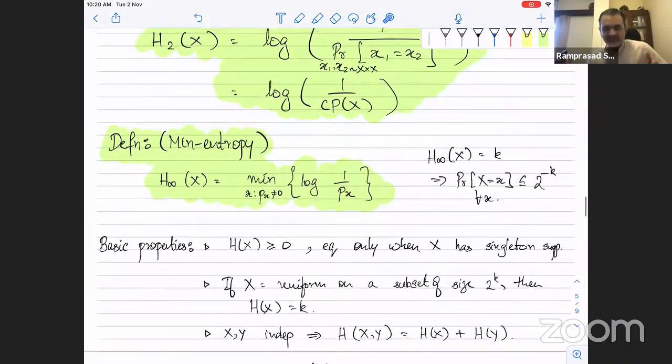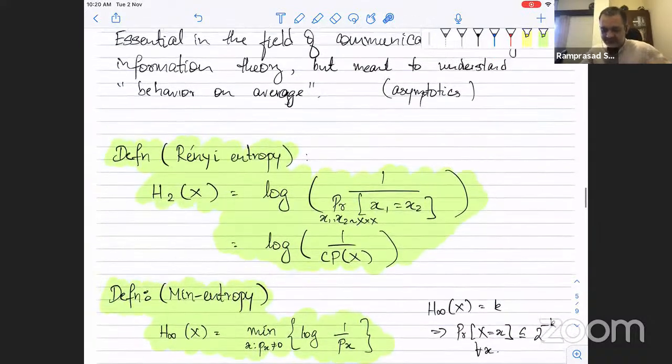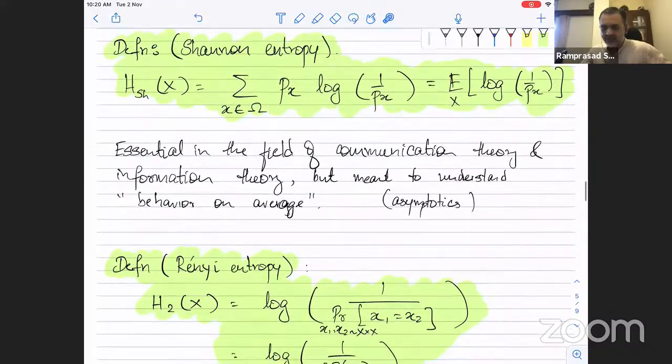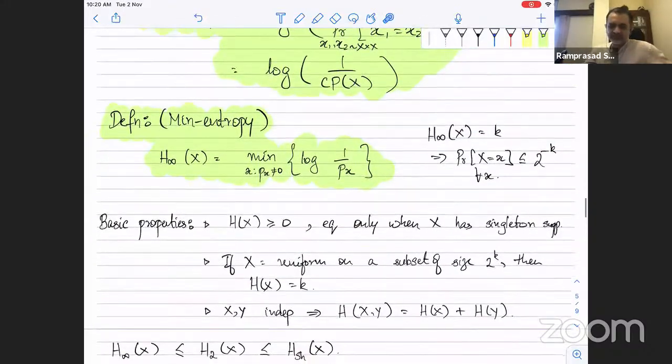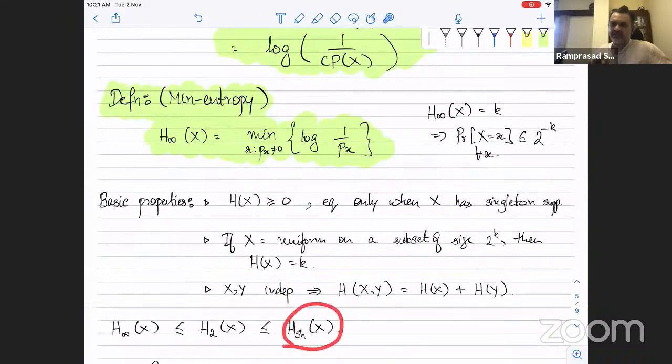And the other thing is additivity, which is that if X and Y are independent, then the entropy of the joint distribution, where the two coordinates are independent, is just the sum of the two entropies. So all of these nice properties that you would expect from some measure of how many random bits are present in the system, all three definitions satisfy. But it turns out that for every distribution, the Shannon entropy is the largest of the three, Renyi entropy is sandwiched in between, and min entropy is the smallest.